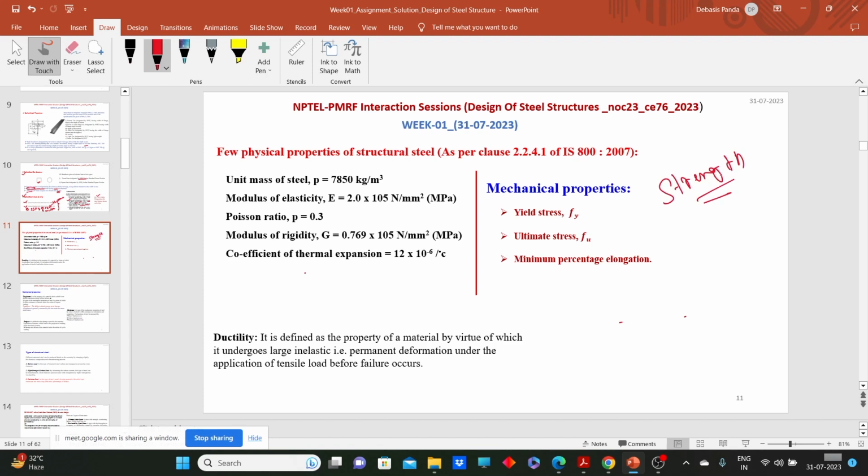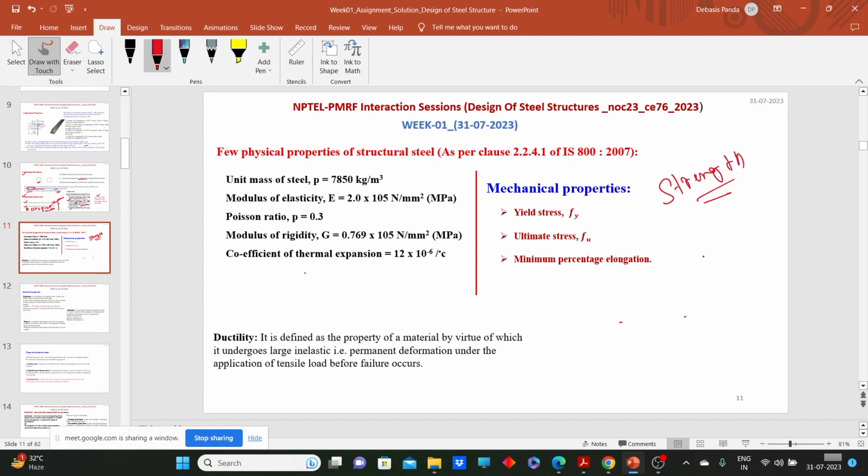Now what do we mean by strength? Strength is the value of the maximum stress which a material can withstand before failure occurs. Or, more precisely, it is the value of maximum stress which a material can sustain without failure. So it is the maximum value of stress.